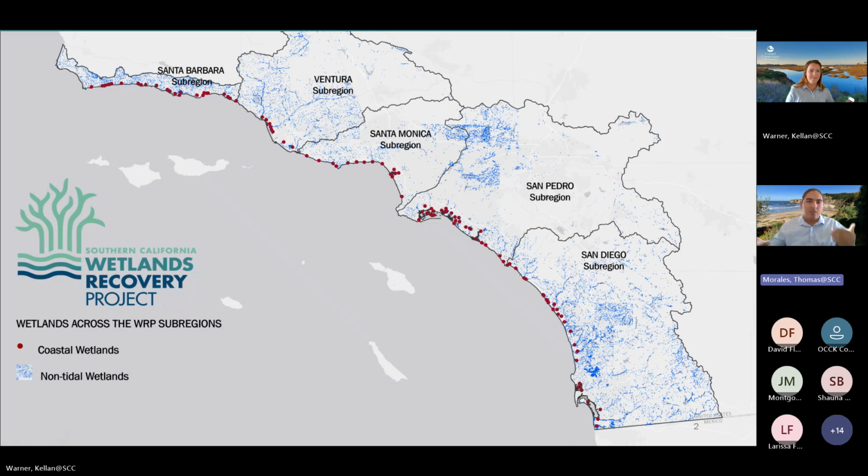So to give a little more background about the CWRGP, this slide shows the geographic extent of the Wetland Recovery Project region, which stretches along the coast from the U.S.-Mexico border in San Diego up to Point Conception in the Santa Barbara subregion. Each coastal wetland is indicated by a red dot, and non-tidal wetlands are shown as individual blue dots. And the CWRGP projects have been funded throughout this region, including out on the Channel Islands.